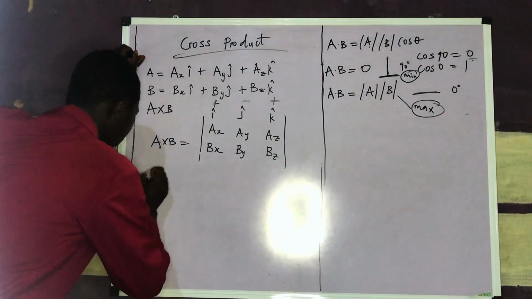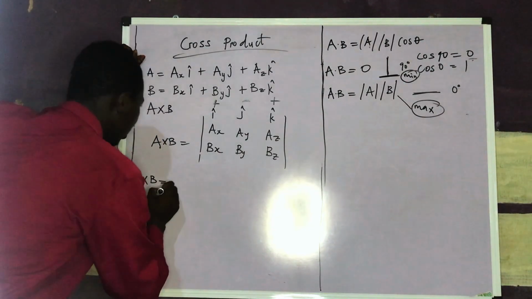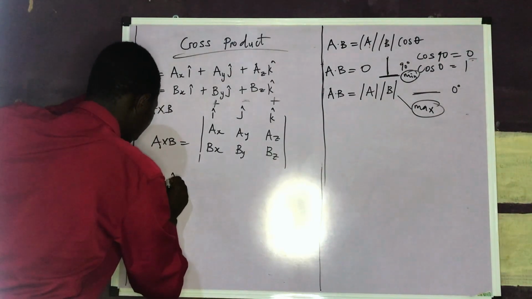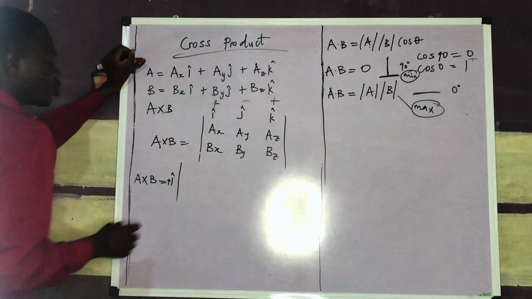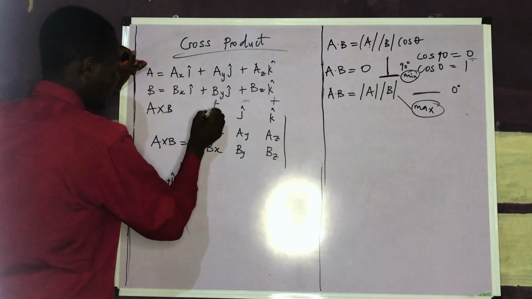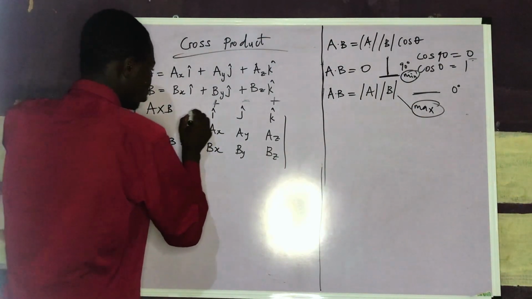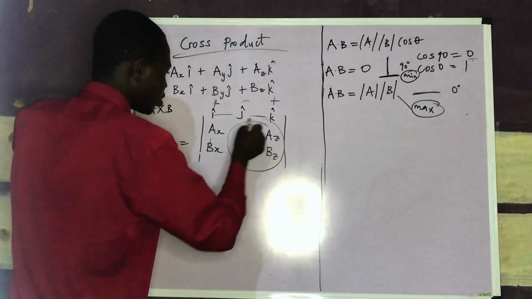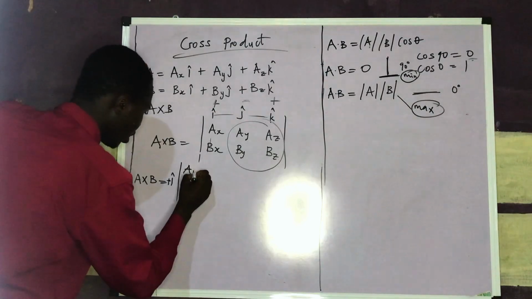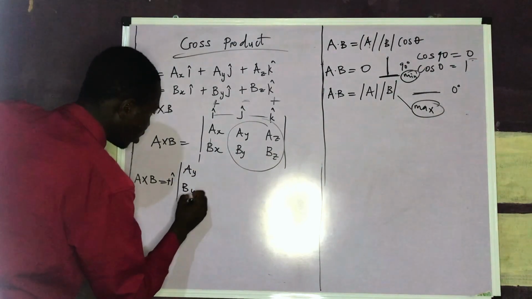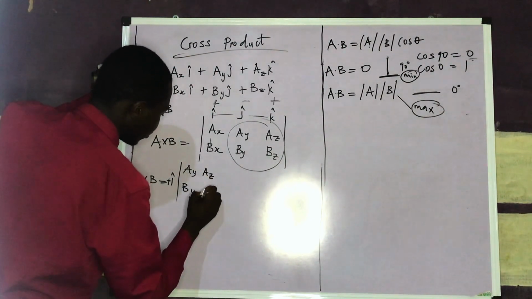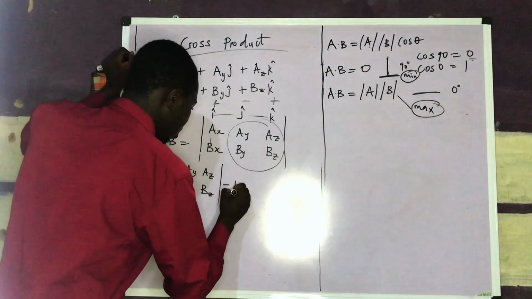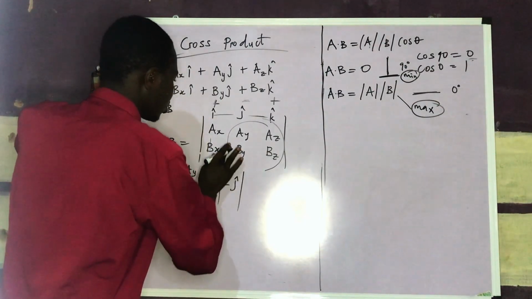So now let's solve. A cross B will now be, for I, positive. The positive will be here. I is in the first row and first column, so you cancel the first row and first column. What remains is this place, so that's what we write here: AY, BY, AZ, and BZ. Minus J. Let's clean this place.